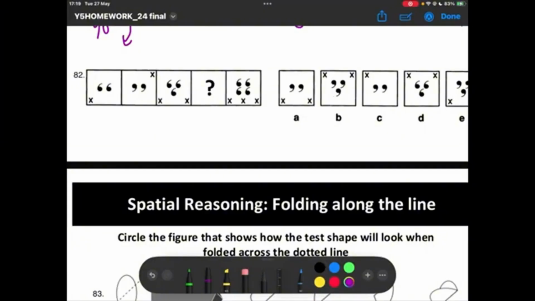So for this one, there's these speech mark things, and there's also an X in each box. In these two, there's 2 speech marks, 2, 2, 3, and then 4.